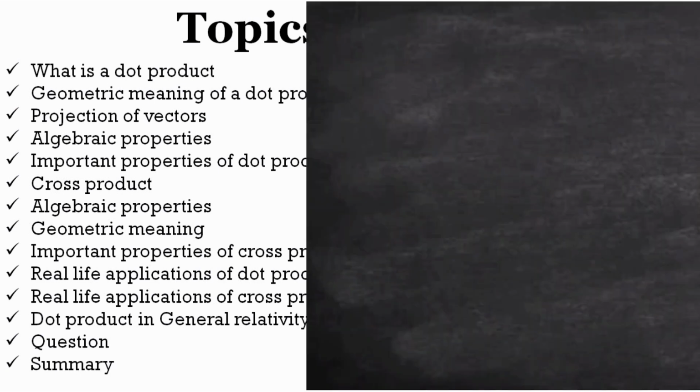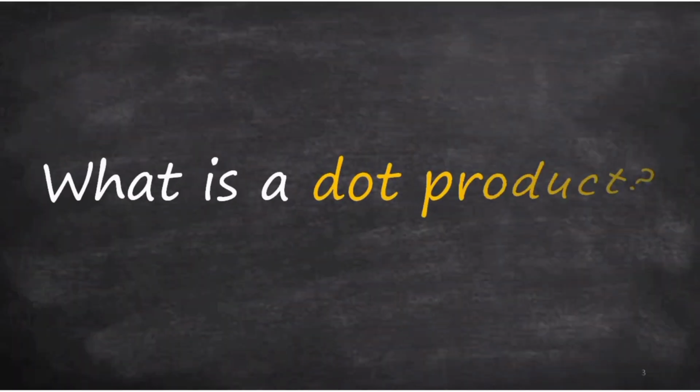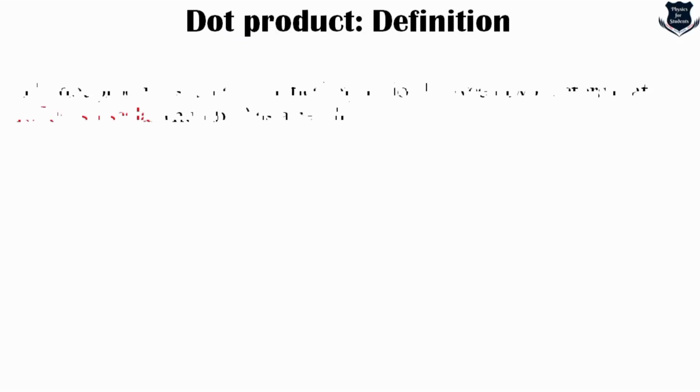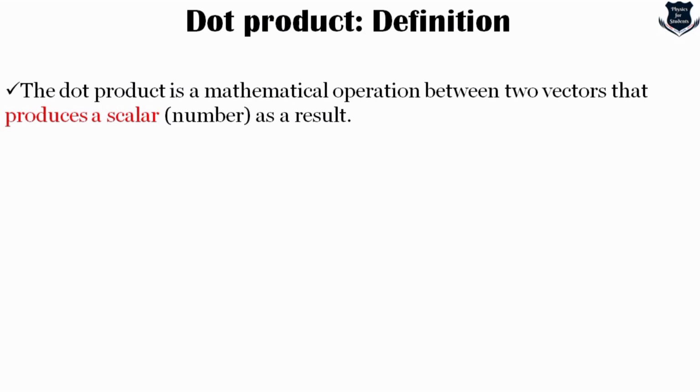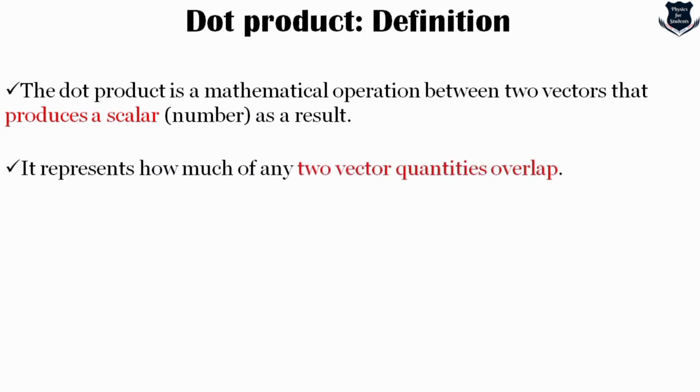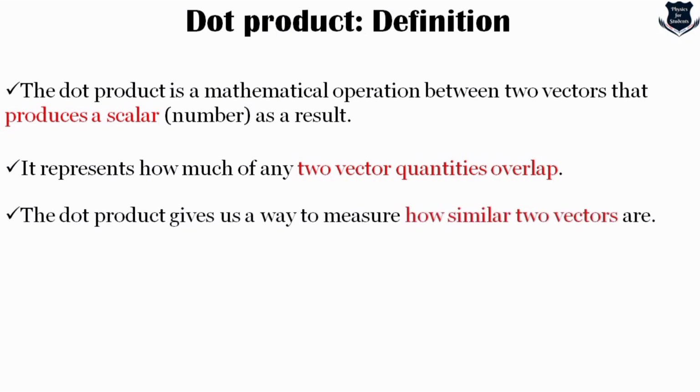Let us start ahead. Okay, so first we will learn in brief what a dot product actually is. As per the definition, the dot product is a mathematical operation between two vectors that produces a scalar as a result. It is commonly used in physics, but what is the actual meaning of the dot product? So here it is on your screen. It produces a scalar and it represents how any two vector quantities overlap with each other.